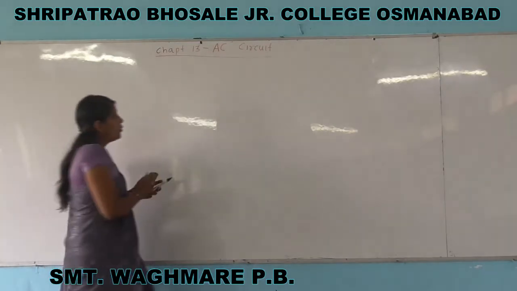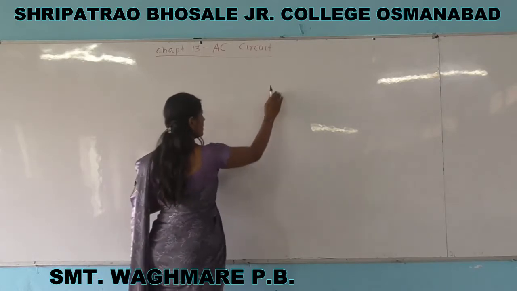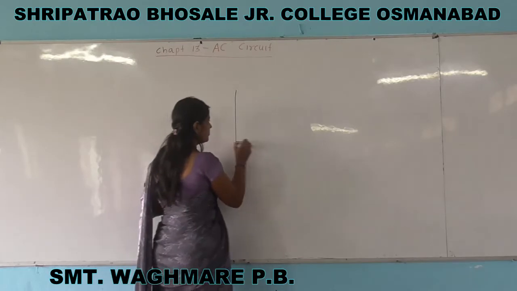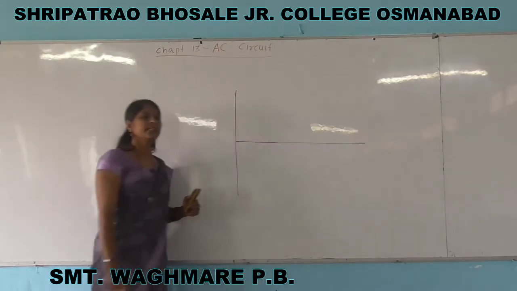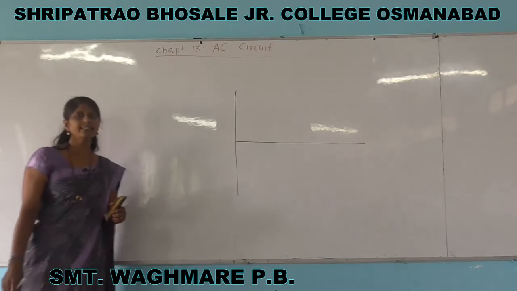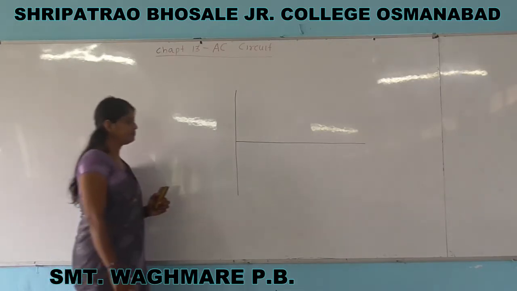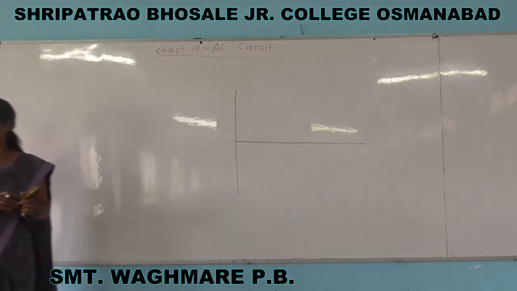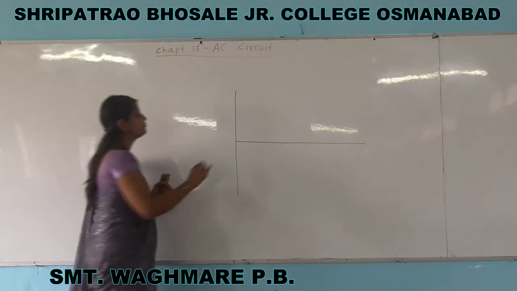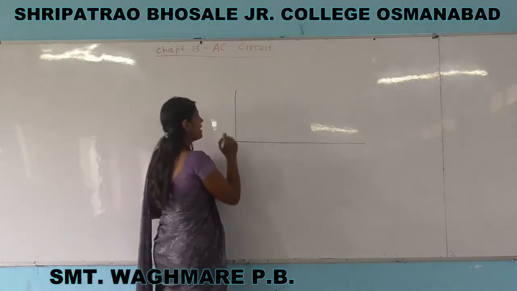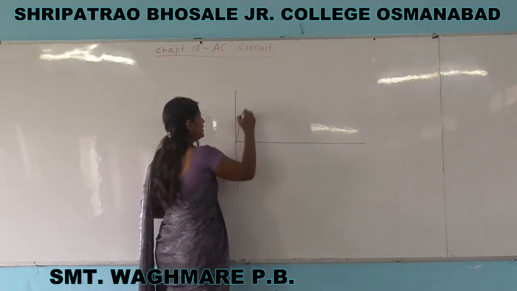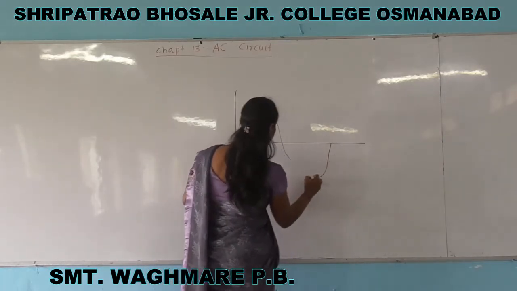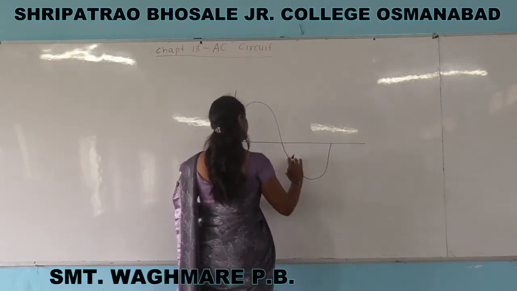Now we will discuss the graphical representation of AC current. We know that the AC current varies with respect to time. That is, the value of current and the value of EMF varies from 0 to a high value, and we get this type of graph. We have already discussed this graph.